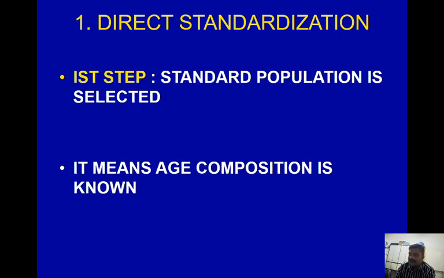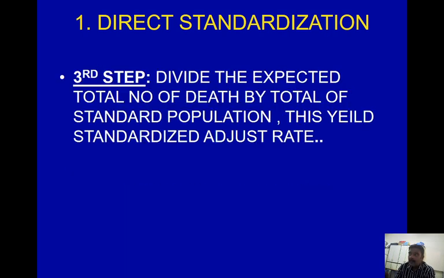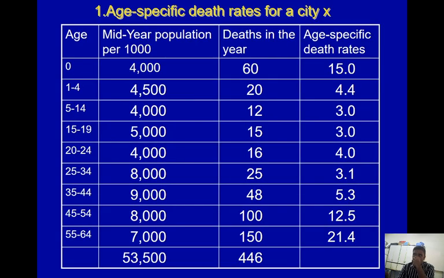First step, a standard population is selected, say the national population. Its age composition is known, because when you have the national population, you basically have to know the age composition as well. Then the age specific rate is applied on the standard population, whose crude death rates are to be registered or standardized. As a result, for each group, an expected number of deaths in the standard population is obtained, and those are added for all the age groups to give the total expected deaths. Then you divide the expected deaths by the total number of deaths of the total sample. This is the standardized rate: expected divided by the total deaths.